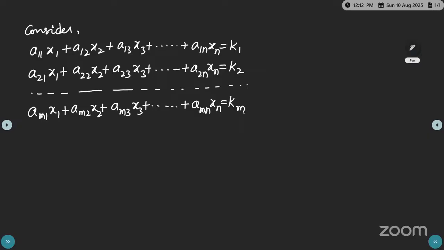System of linear. Why are we calling it linear? All variables, how many? All are having only power 1 maximum.